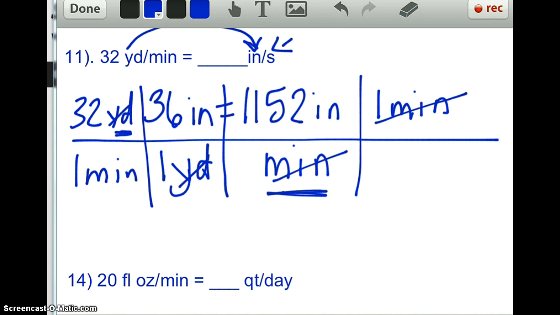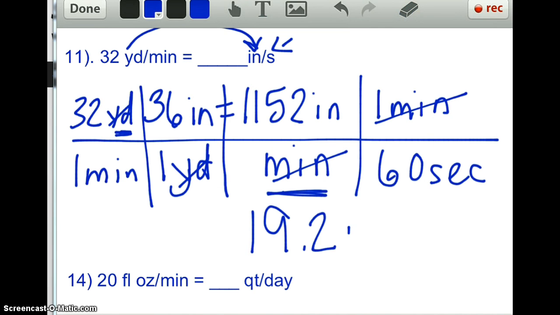1 minute is worth how many seconds? 60. Because the 60 is on the bottom, I'm going to divide. So you might have just thought to yourself, hey, I don't want to do that little grid thing, but I know that seconds is smaller, and so there would be less things happening, so it's going to be a division problem. So 1,152 divided by 60, that gives me 19.2 inches per second.